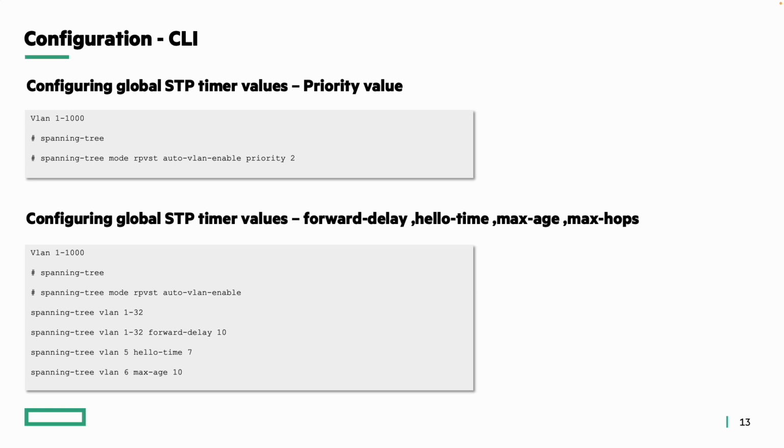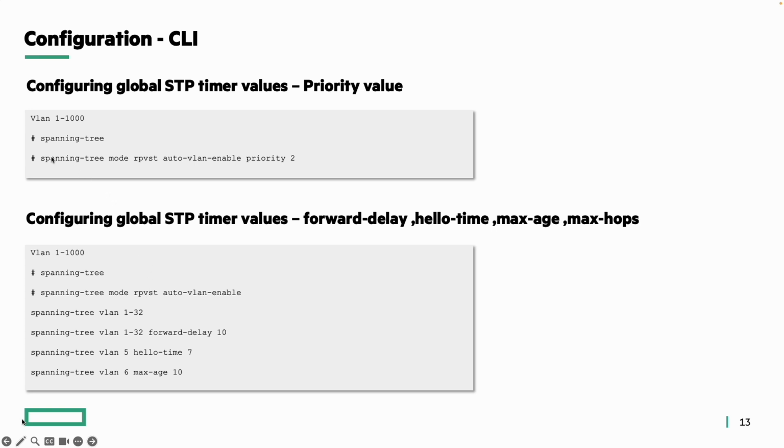Configuring the global STP timer values, let's consider the priority value here. The auto VLAN feature supports only changing the priority timer value and not any other parameters. For other parameters like forward delay, hello time, or max age, we have to get into the legacy mode and change them.